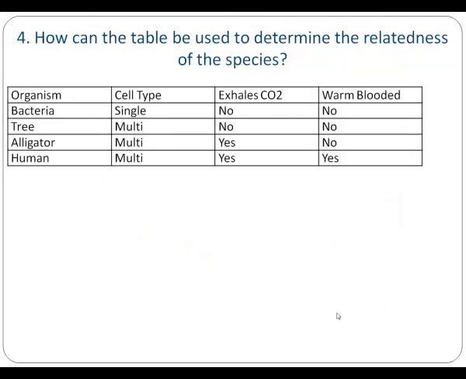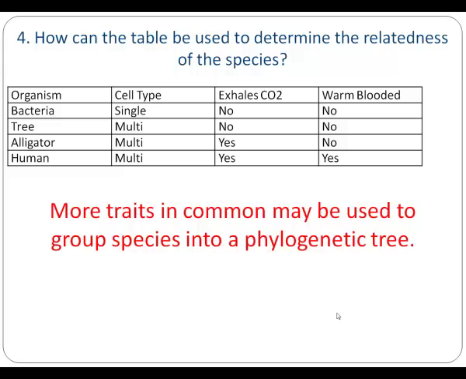How can the table be used to determine the relatedness of the species? So according to this, we would say the most closely related are the alligator and the human because they have the most characteristics in common. I can organize this into a cladogram or a phylogenetic tree, like in the previous slide.